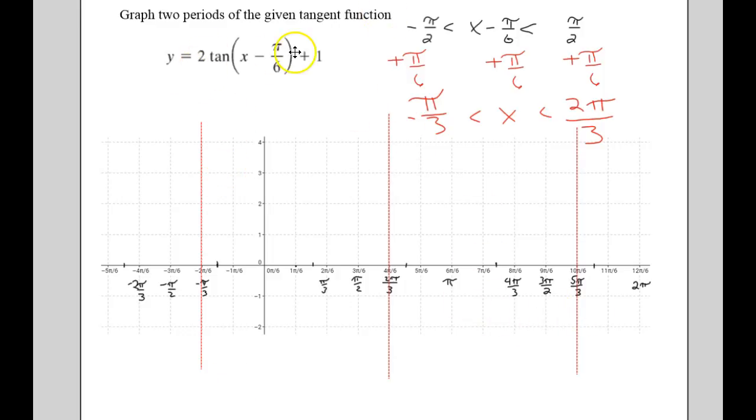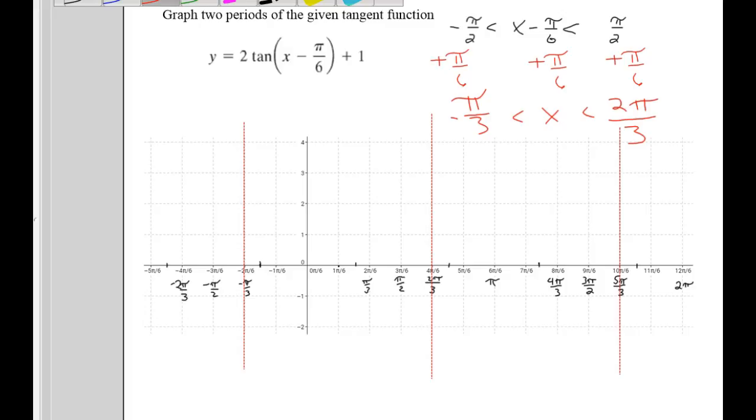Alright, now halfway between these two, if you count, there's 1, 2, 3, 4, 5, 6 marks. Halfway between that would be 3 marks, so 1, 2, 3. So at 1 pi over 6, that would be our typical x-intercept, but it's been shifted up 1 unit. So instead of intersecting at the x-axis at pi over 6, we're actually going to intersect at 1. Everything's been shifted up 1 unit.